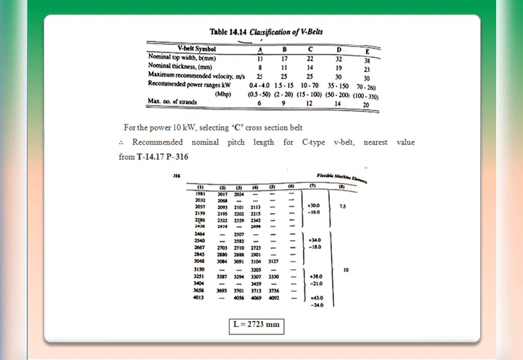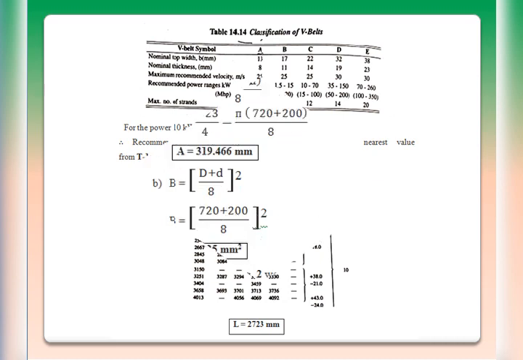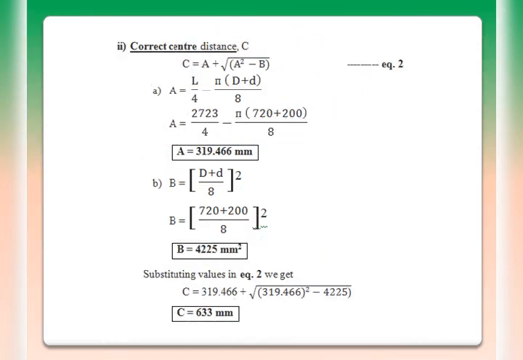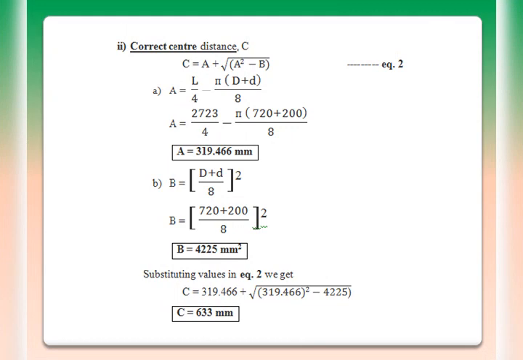Therefore the recommended nominal pitch length for C type V belt nearest to the value, from table 14.17, page 316, is 2723. That is there in the fourth column. So we are supposed to select the recommended nominal pitch length capital L is equal to 2723. That is required for the further calculation. Once we get the recommended nominal pitch length, we are supposed to get the correct center distance C by using the equation capital C is equal to A plus square root of A square minus B. Call that equation number 2.